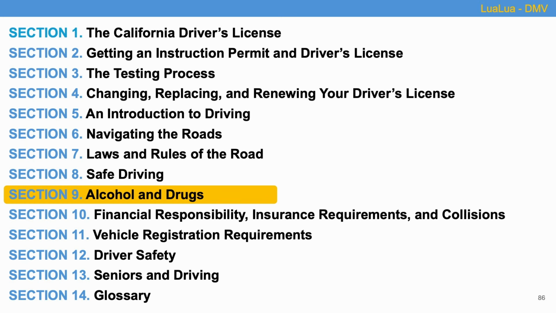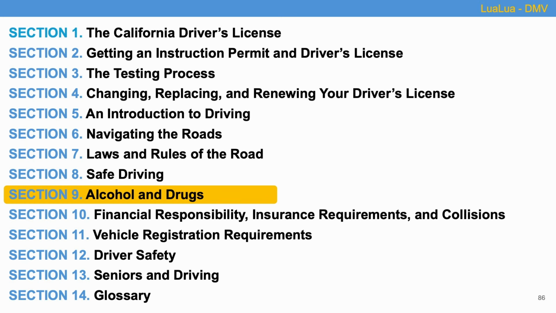DUI arrests. When you drive in California, you consent to a breath, blood, or urine test if a law enforcement officer suspects you of DUI. If you agreed to take a preliminary alcohol screening, PAS, or breath test, you may still be required to take a blood or urine test to detect the presence of drugs. If you refuse, DMV will suspend or revoke your driving privilege.